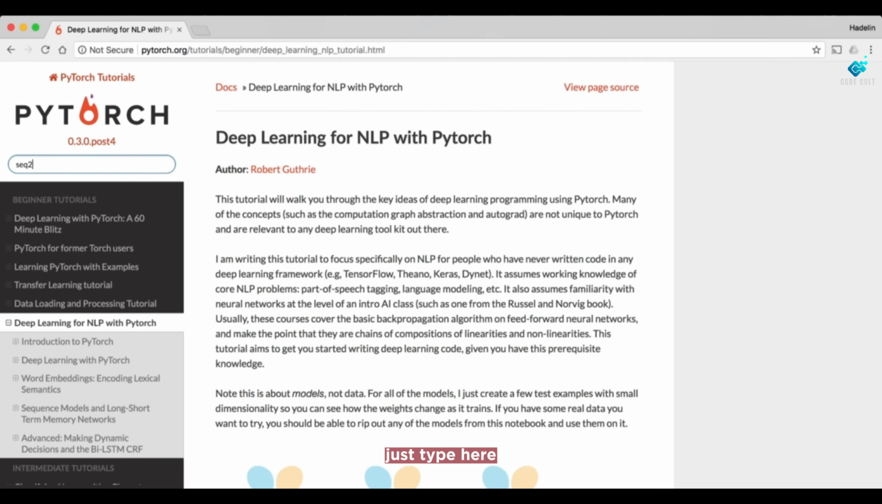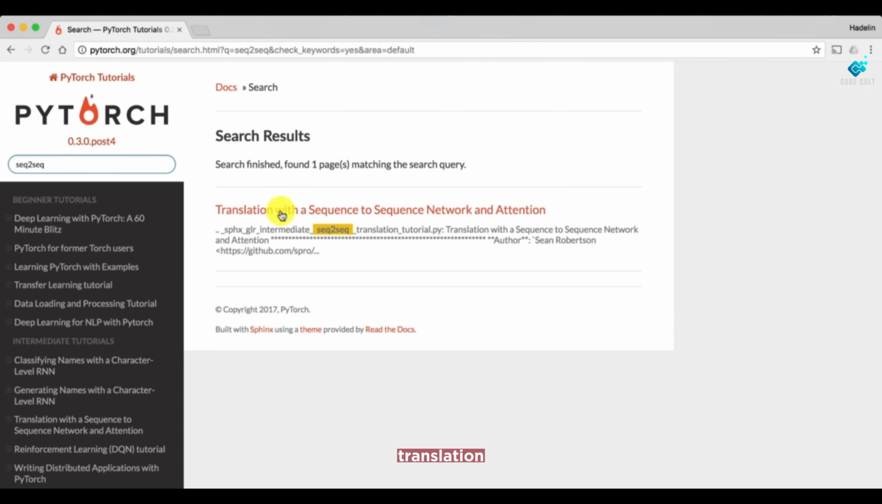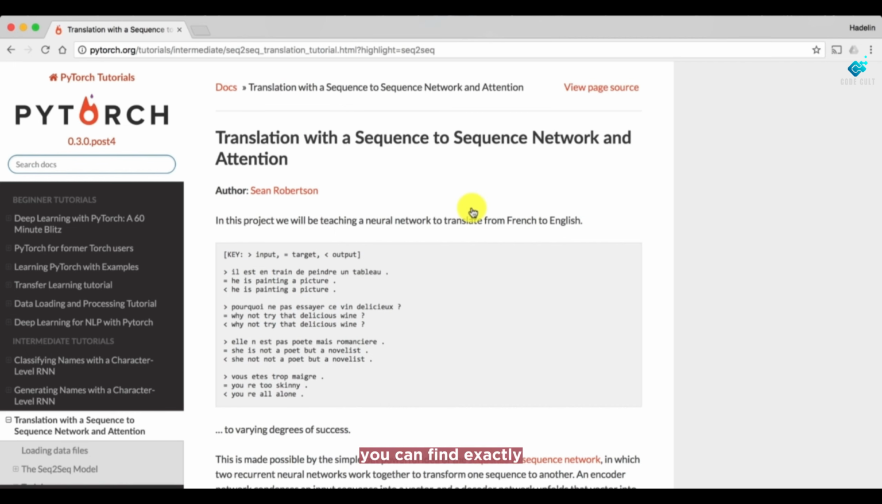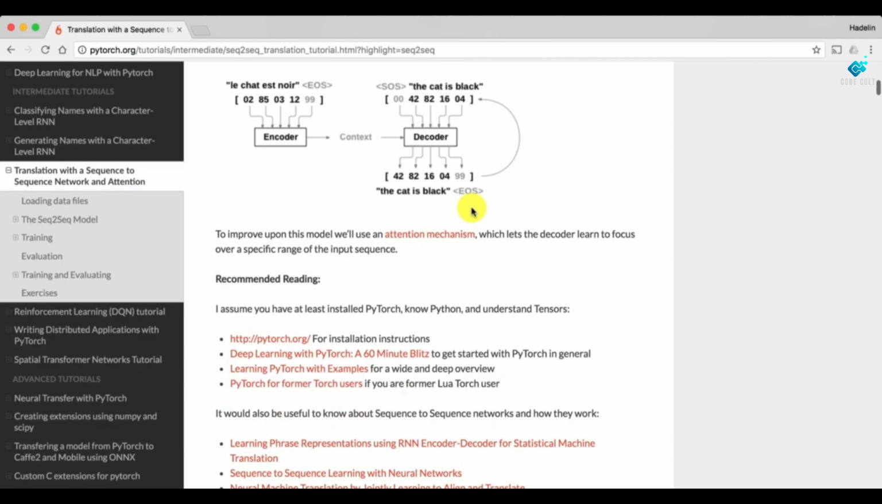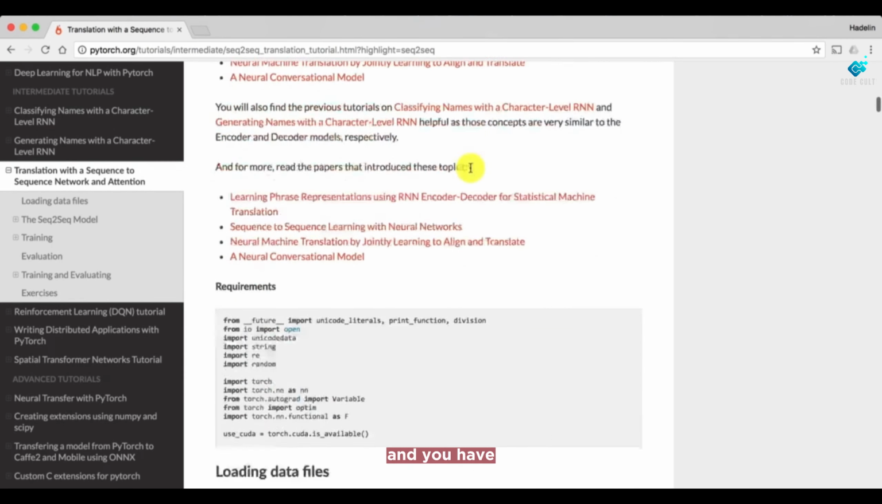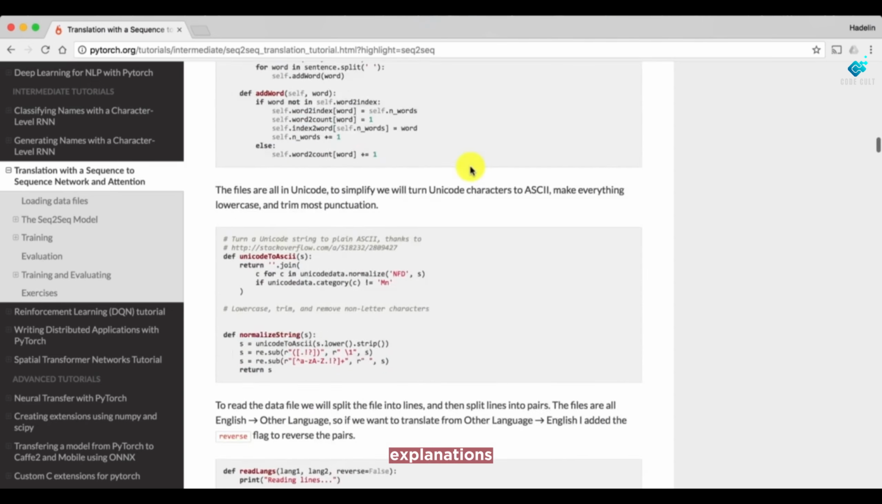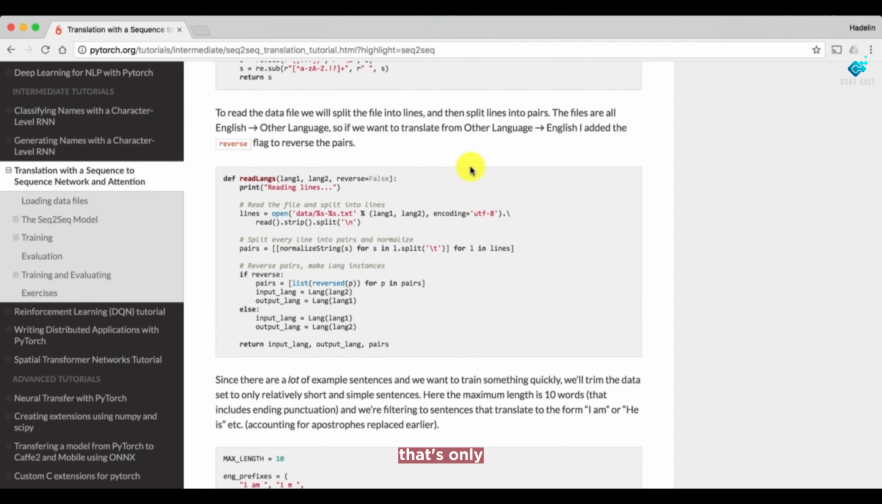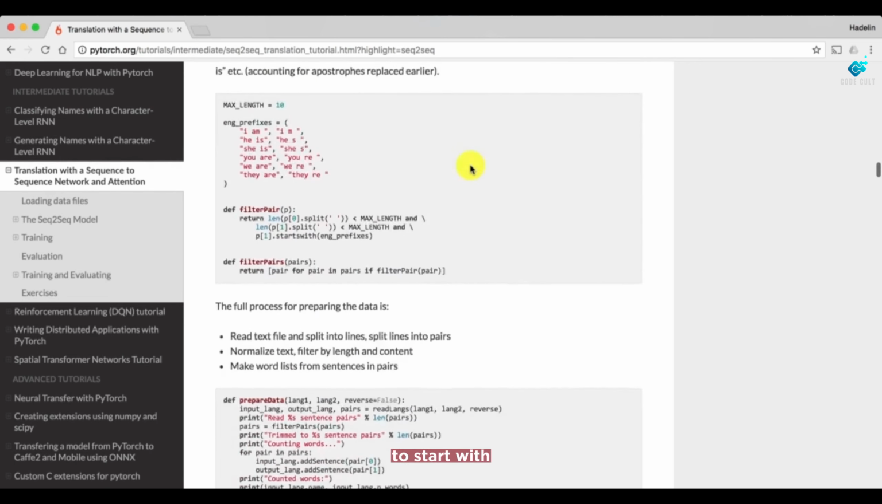And moreover, if you're interested in that sec-to-sec model for translation, as I've just been talking about, well, you can just type here sec-to-sec, and what will you find? Translation with a sequence-to-sequence network and attention. So let's click on this, and there we go. You can find exactly a sec-to-sec implementation in PyTorch to translate, I think it's yes, from French to English. And you have all the code and all the explanations well explained. And of course, that's only if you want to go deep into deep NLP. So it's good to start with this.